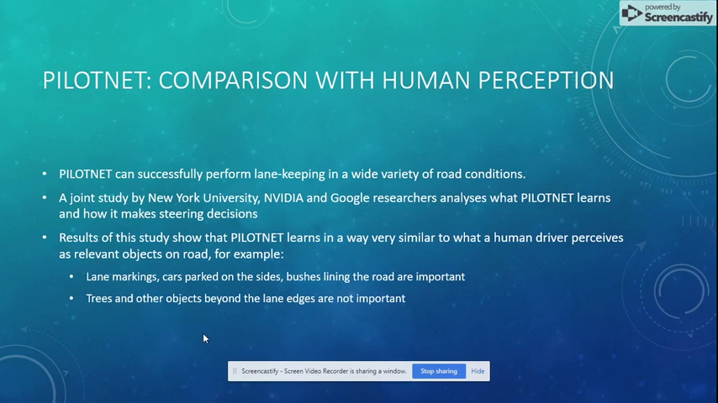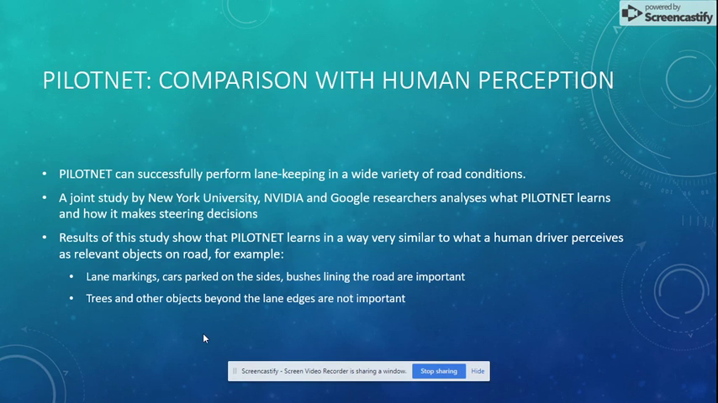There is another research paper which discusses the comparison of PilotNet and its learning with human perception. The results of this paper show that similar to what a human driver perceives, like the edges of the road, the lane markings, and even how to keep the car in the same lane without clear lane markings, these same objects are also learned by PilotNet and considered important.